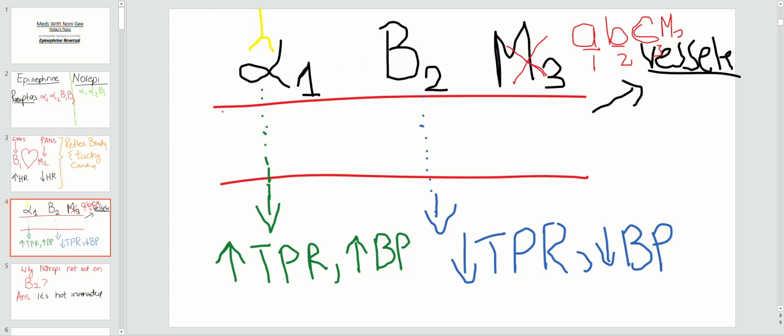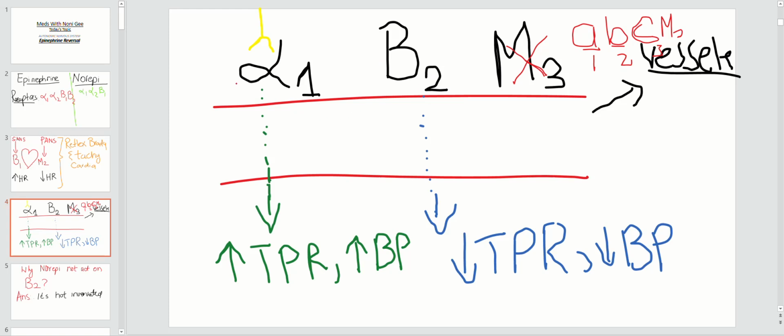Okay, let's start with this slide. You see this is a vessel. On the vessel you have alpha 1, beta 2 and M3 receptors. This yellow line shows that the alpha 1 receptor is innervated, while the beta 2 receptor on the vessel is not innervated. That is the reason norepinephrine cannot stimulate the beta 2 on the vessels, whereas epinephrine can stimulate alpha 1 and beta 2 also.